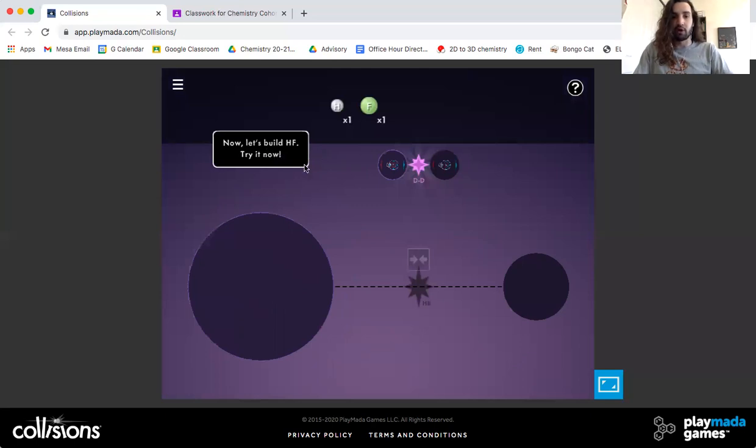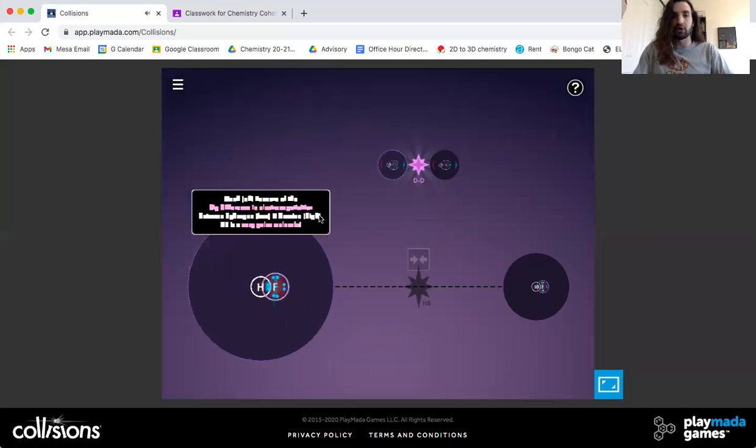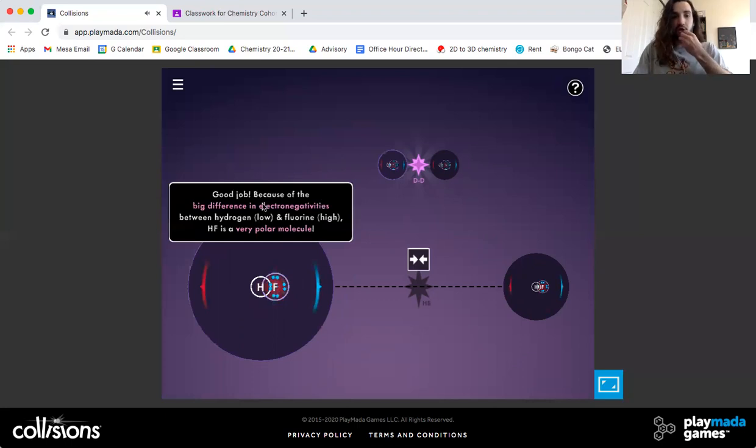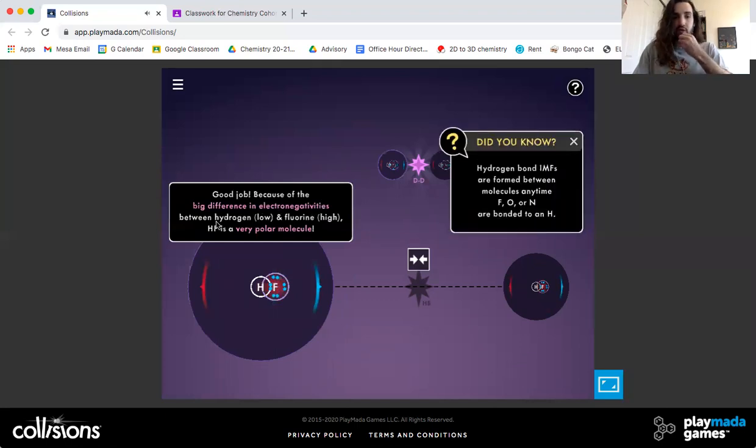Let's try this now. All right, so we're going to do hydrogen. We're going to do fluorine. Notice this is not hydrogen and bromine. This is different. Good job, because the big difference in electronegativity is between hydrogen, low electronegativity, it is 2.1. Fluorine, high electronegativity, 4.0. That difference is 1.9. Big difference in electronegativity. That causes HF to be a very polar molecule.